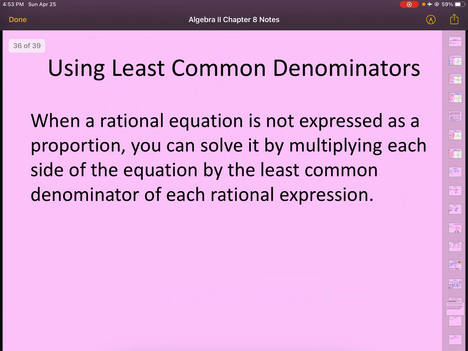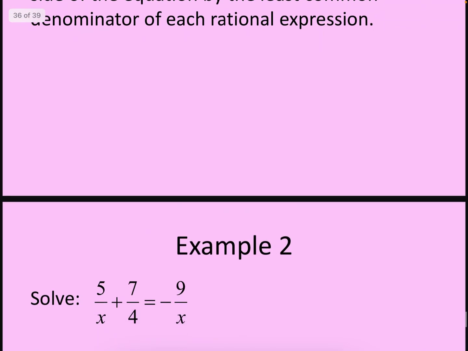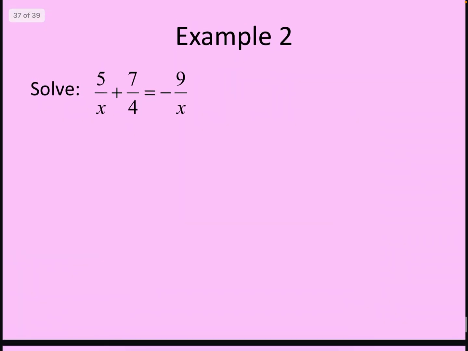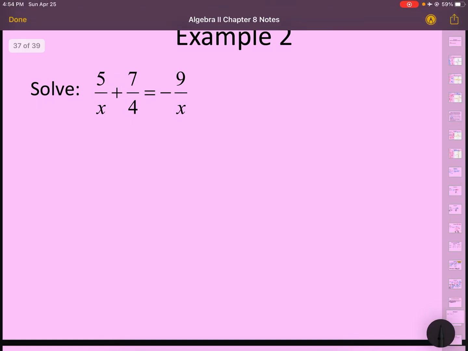So when it's not expressed as a proportion, you can solve a rational equation by multiplying each side of the equation by the least common denominator of each rational expression. So we're coming back to least common denominators here. In example 2, we're trying to solve this equation. So what we can do is look at all of the denominators and try to figure out a least common denominator for all of them.